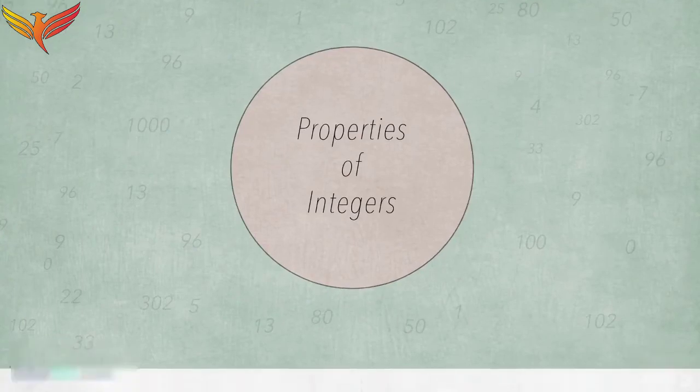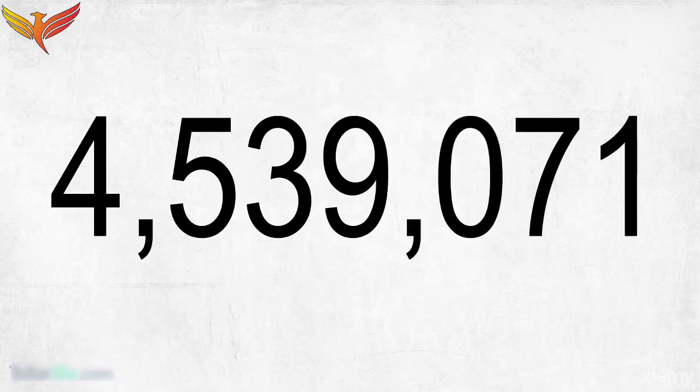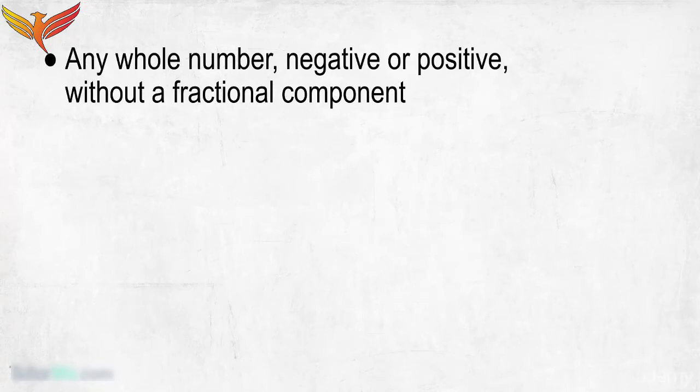Properties of integers. This is an integer, and so is this, and this, and that. Okay, so an integer is any whole number, negative or positive, without a fractional component. That means no fractions and no decimals, only whole numbers.